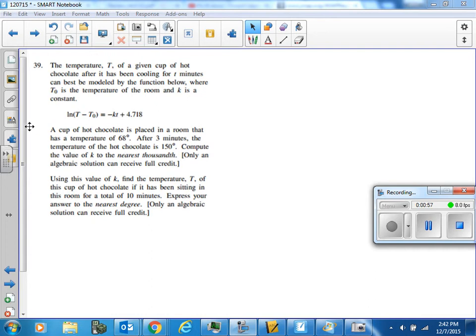A cup of hot chocolate is placed in a room that has a temperature of 68 degrees. After 3 minutes, the temperature of the hot chocolate is 150 degrees. Compute the value of K to the nearest thousandth. Only an algebraic solution can receive full credit. Using this value of K, find the temperature T of this cup of hot chocolate if it has been sitting in this room for a total of 10 minutes. Express your answer to the nearest degree. Only an algebraic solution can receive full credit.